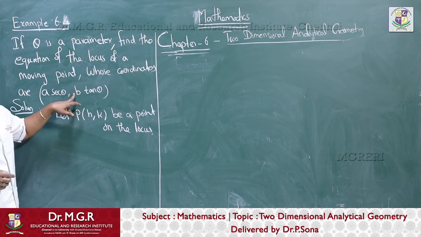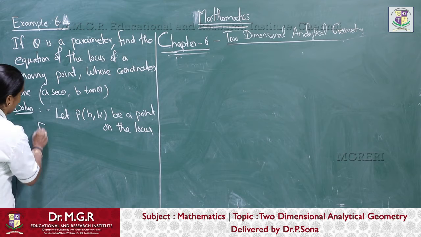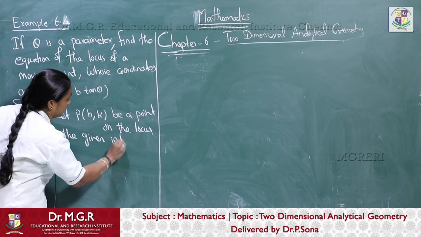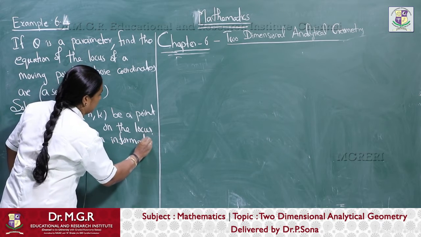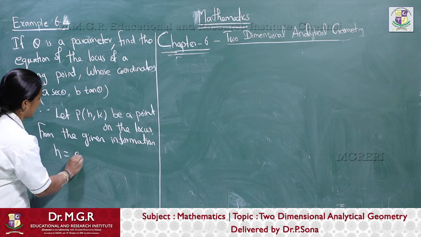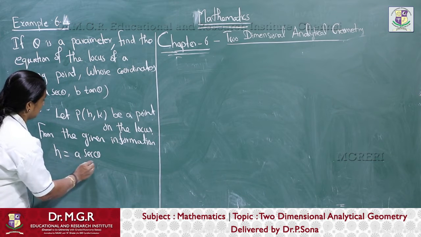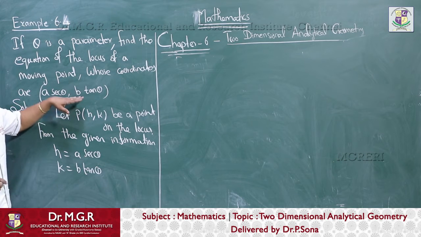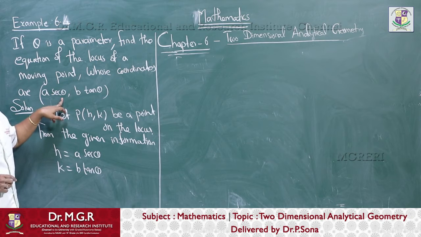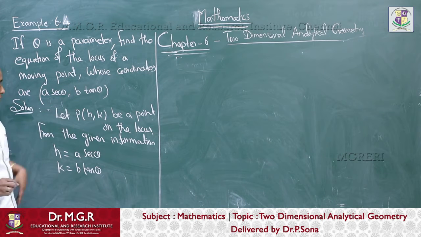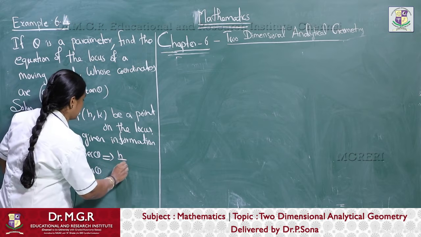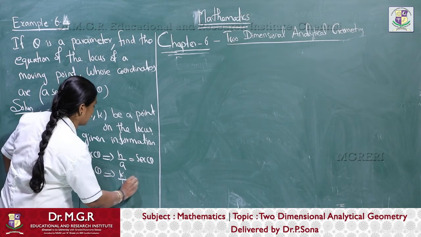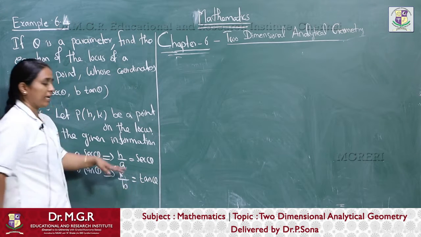And you see, from the given information, the points are given directly. So from the given information, h is equal to a secant theta and k is equal to b tan theta, which implies h by a is equal to secant theta, and which implies k by b is equal to tan theta. So we are getting the equations like this.